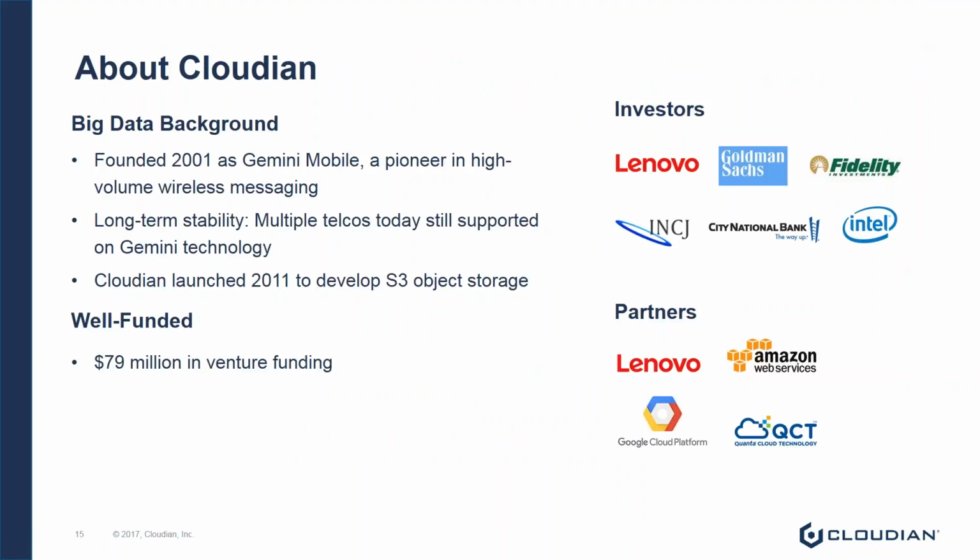So Cloudian is a Silicon Valley-based company founded in 2001, and actually the roots came from the mobile messaging space. Cloudian was behind the technology that first enabled pictures to move over wireless links, so over cell phones. That technology is still applied in today's product, which is object storage. The same databases and management we used for that high-volume messaging are used in today's platform. Cloudian is venture-backed with about $79 million in venture funding, with some really prominent investors and partners, including Lenovo.